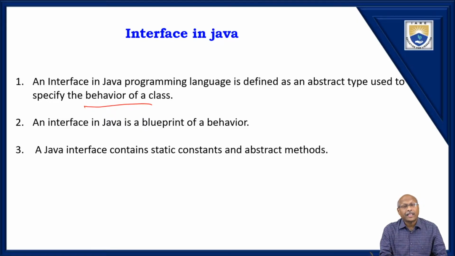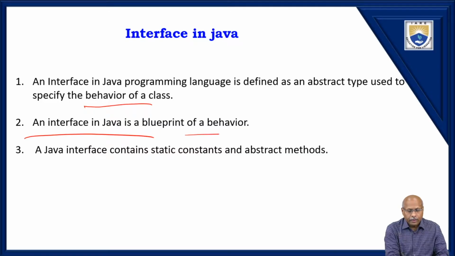Just like an abstract class. I think in the previous session we have seen abstract class. In a similar way, you can use an interface also. An interface in Java is a blueprint of a behavior. So whatever things you want to do, only the what part you can mention in an interface. So interface talks about what to do.